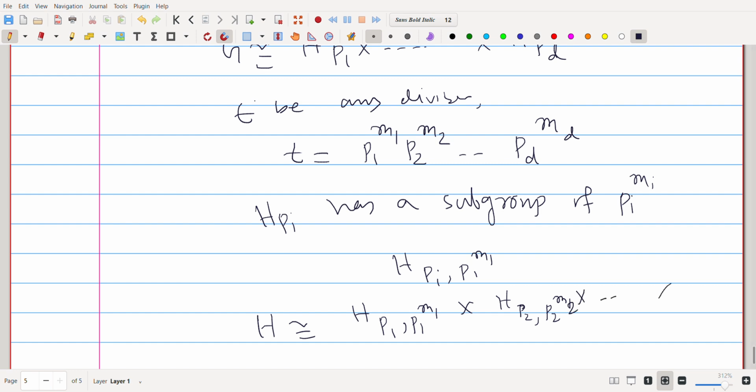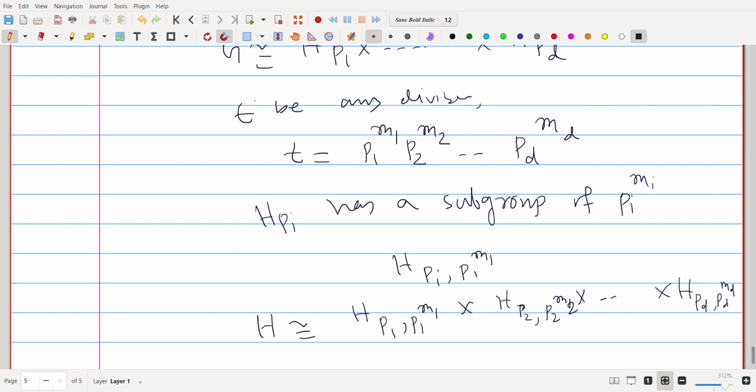This is just notation: the cross product of p_i to the power m_i, and the order of H is d, because the order of H is the product of the orders of p_i to the power m_i, which is the same as the product of p_i to the power m_i for i equal to 1 to d, which is the same as p1 to the power m1 times p2 to the power m2 dot dot p_d to the power m_d, which is d.